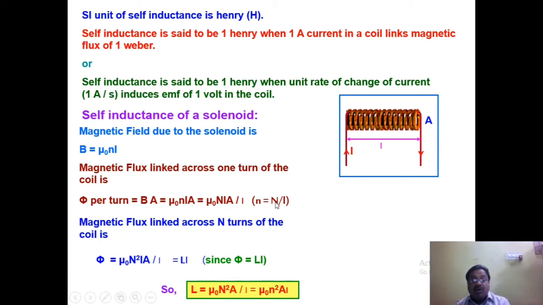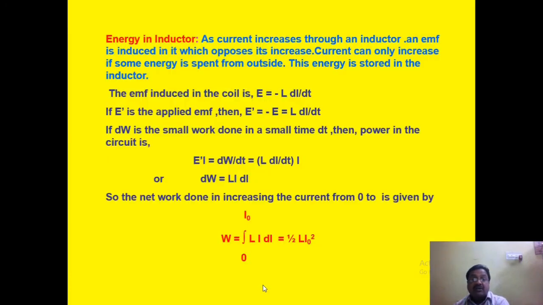And if we concentrate on the relation between small n and capital N, capital N will be small n into L. So N square will be equal to small n square L square, and A by L, so that gets cancelled. You will get mu 0 n square A. So that's the expression for self-inductance of a solenoid. Okay, this is the expression for self-inductance of a solenoid.